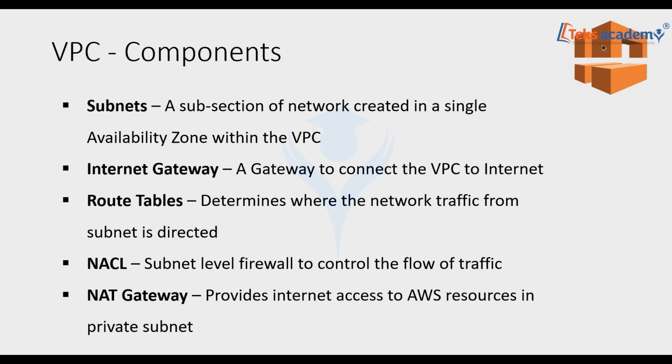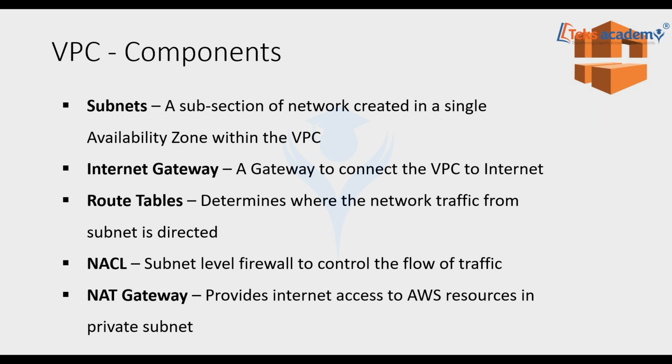A subnet is nothing but a subsection of the network which is created in a single availability zone. Within the VPC, we will be creating a subsection of the network. This subsection is the subnet. Then we have the internet gateway. Internet gateway is the gateway for connecting the VPC to the internet. So using the internet gateway, we can connect to the internet. Without the internet gateway, the complete network will be private.